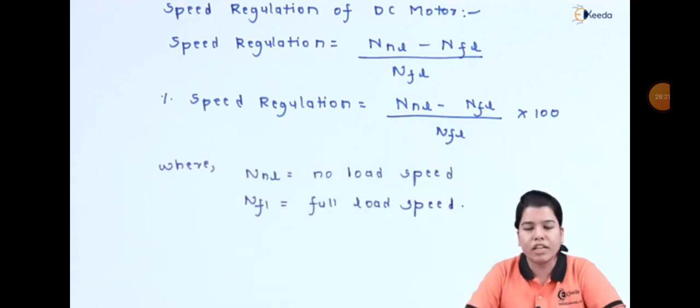The DC motor which has almost constant speed has a very good value of speed regulation. As we have already studied the characteristics of DC shunt motor and DC series motor, we have seen that in case of DC shunt motor, the speed is almost constant. Hence, the speed regulation of DC shunt motor is very good. Now, let us see how to control the speed of DC motor.